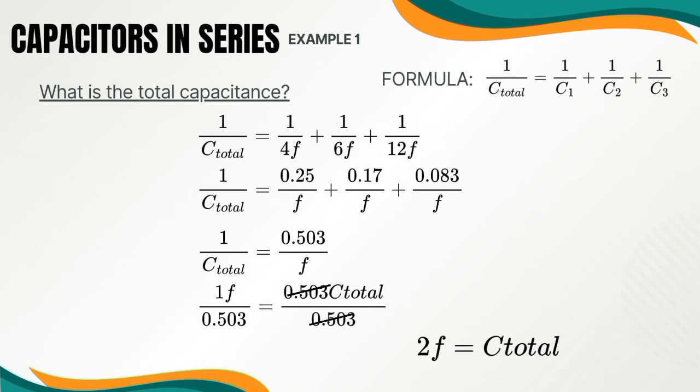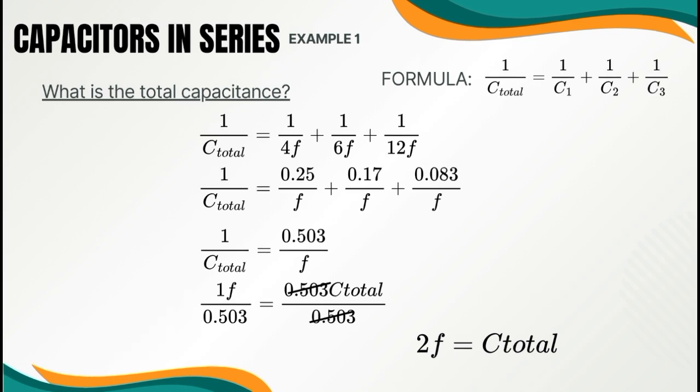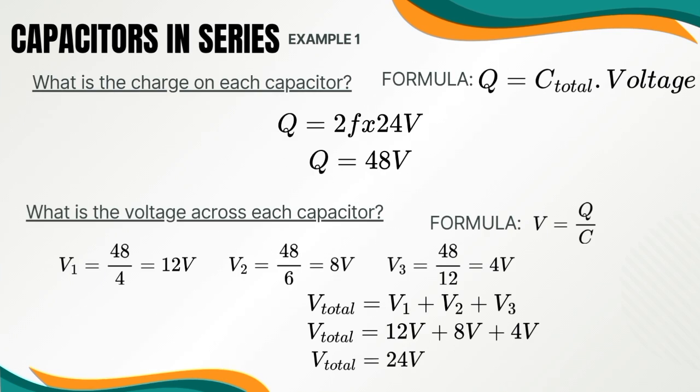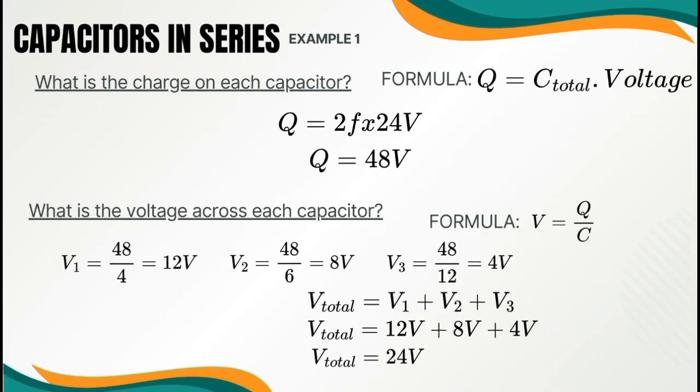What is the total capacitance? Formula. And for the total capacitance, we must add them. Then, after we add them, we must cross multiply it. So the answer will be 2 farads for the total capacitance. For the charge on each capacitor, we will use the formula Q is equal to the total capacitance and total voltage. So we must multiply it. So 2 farads times the 24 volts will be 48 volts.